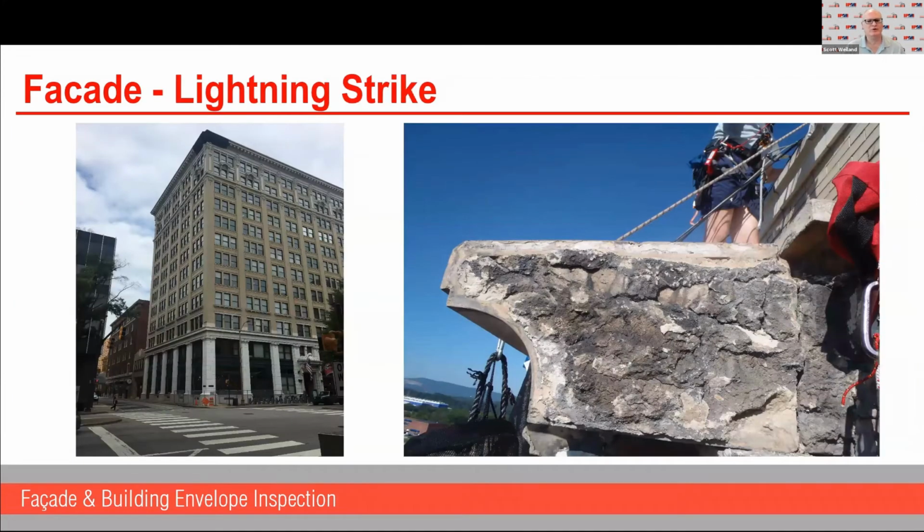This is a little more rare, but we do see it, particularly at corners of buildings. Lightning seems to be attracted to corners. This is a piece of cornice at a project in Tennessee that got struck by lightning. If you look at the picture on the right and you look at the rope access technician that's standing on the remaining cornice, you get an idea how big this cornice piece was that fell to the sidewalk below that you can see on the left there.